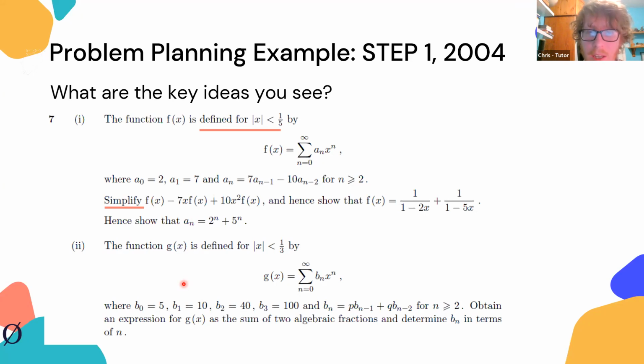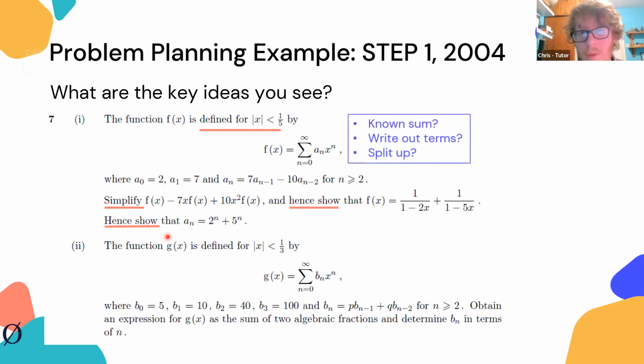And the next part, it says hence show. Okay, it says hence, and therefore we're meant to use the simplification we've just done. So we're meant to get this second expression for f of x from whatever we just did when we were simplifying. And then after that, we got hence show again. So we're meant to get this expression for an from the previous expression for f of x, the 1 over 1 minus 2x plus 1 over 1 minus 5x. So we know those have to be related.